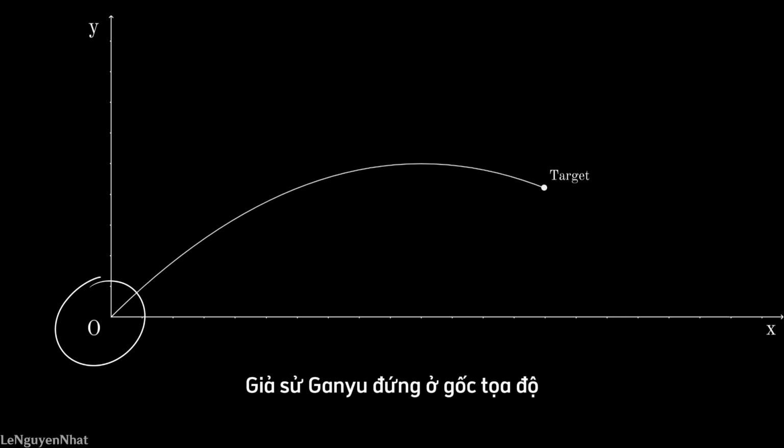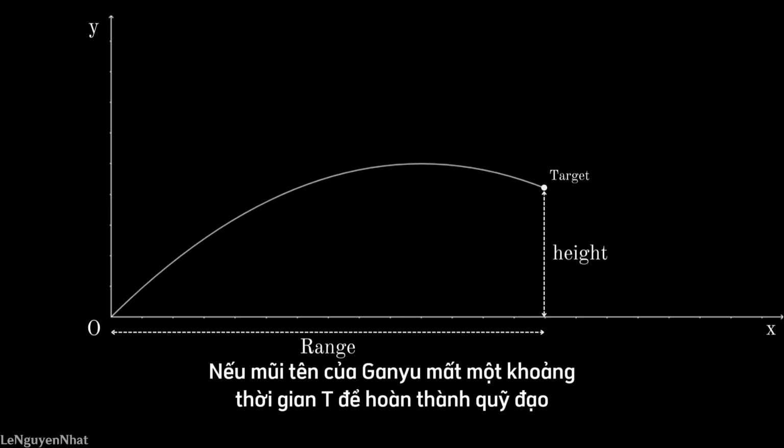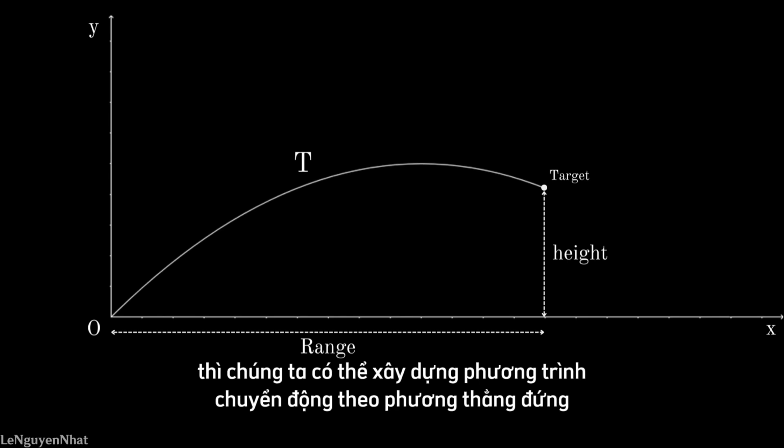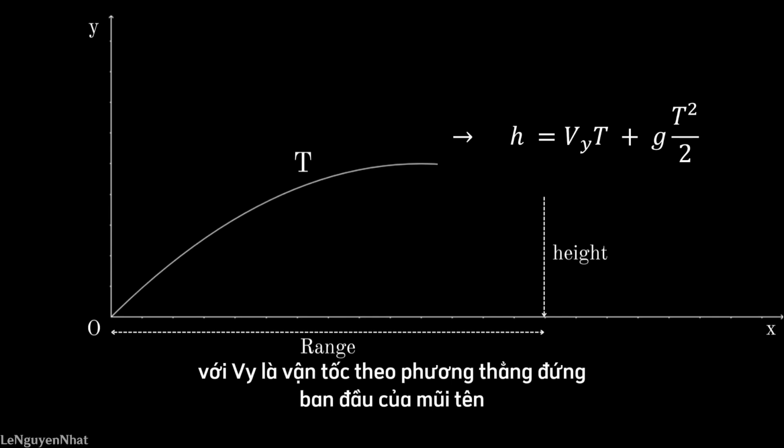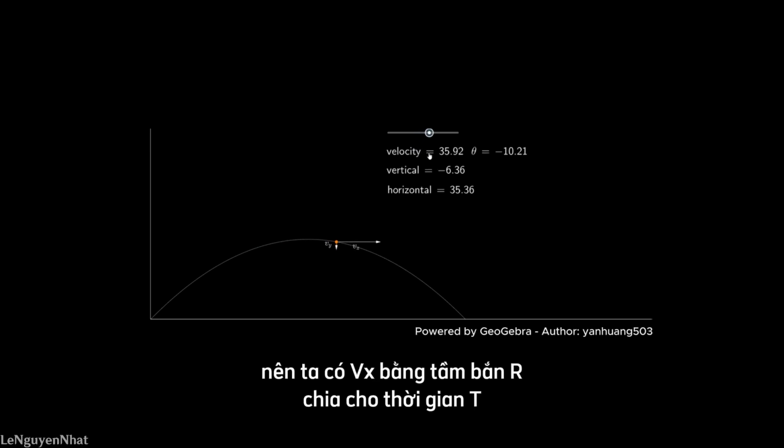Suppose that the origin is our Ganyu, and the target is located at a known coordinate. If the amount of time for the arrow to complete its trajectory is t, then we can construct an equation of the vertical motion with Vy as the initial vertical velocity. Additionally, as the horizontal velocity remains constant, it will be equal to range divided by time.